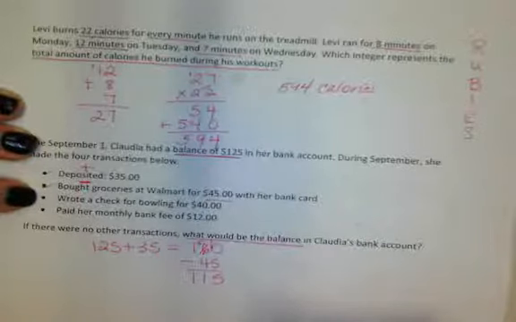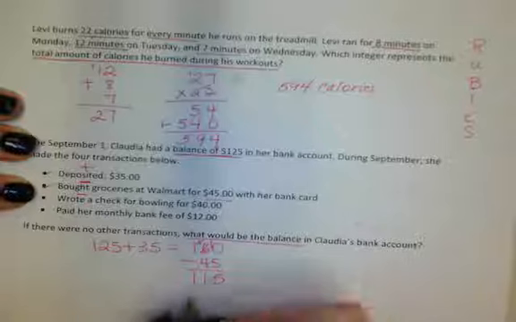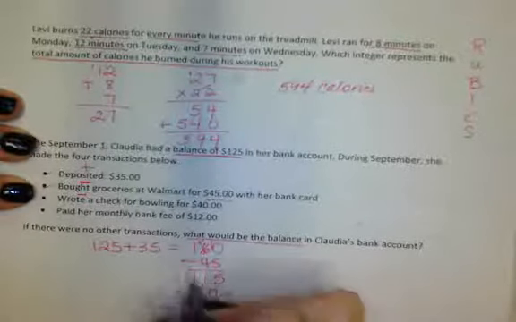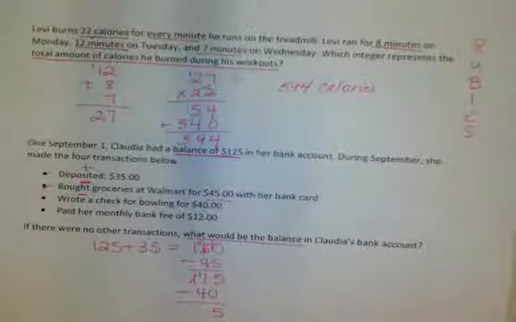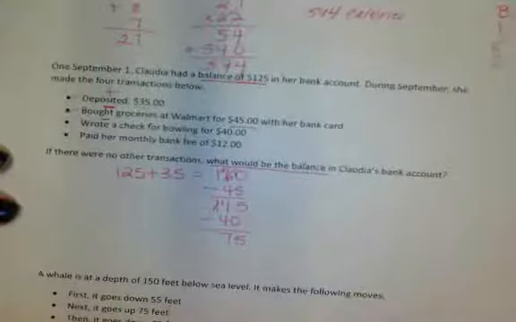And she wrote a check for bowling. Well, if you write a check, that's taking money out of your bank. If someone writes you a check and you deposit it, then that's putting money in your bank. But in this case, she wrote a check for something. So that, again, is going to be negative or minus. So we're going to subtract $40, which is 5. We have to borrow, which gives us 11. And then 11 minus 4 is 7, which now leaves us $75. So we can check that one off.